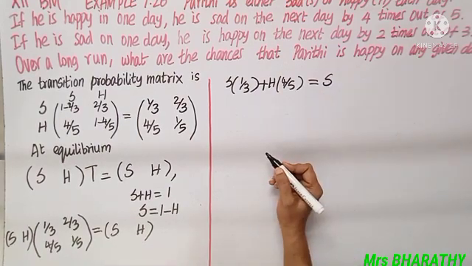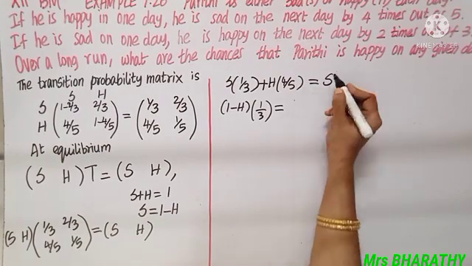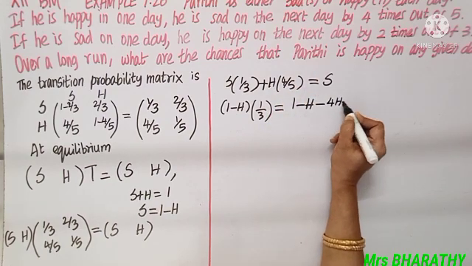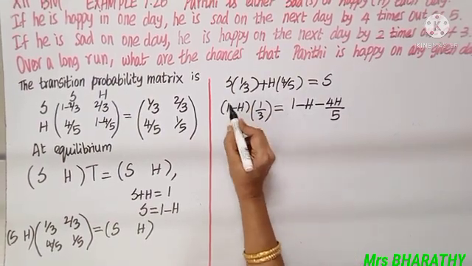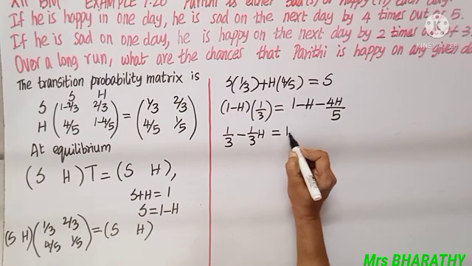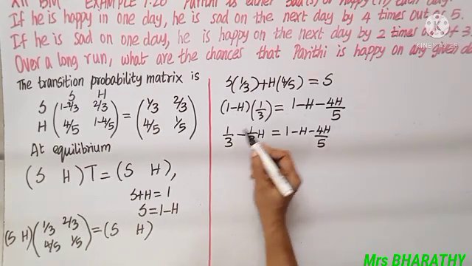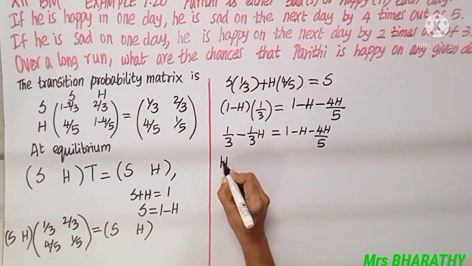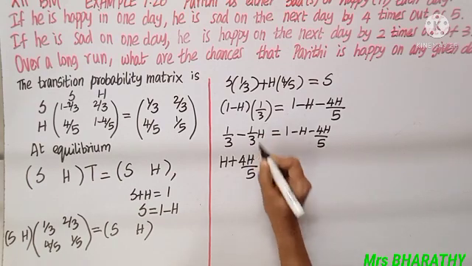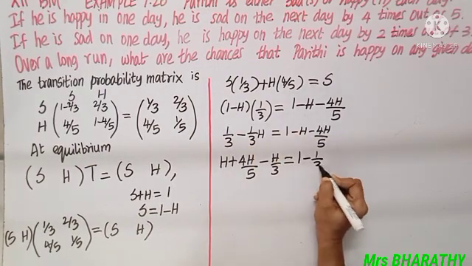Wherever S comes, let us put 1 minus H. So, 1 minus H into 1 by 3 equals S is 1 minus H. 4H by 5 will go to the right side as minus 4H by 5. As we simplify, 1 into 1 by 3 minus 1 by 3 into H equals 1 minus H minus 4H by 5. Bringing H all to one side and number all to the other side. Minus H will go as plus H. Minus 4H by 5 will go as plus 4H by 5. Minus H by 3 will be as it is in the left. Here I have 1. Plus 1 by 3 will come as minus 1 by 3.